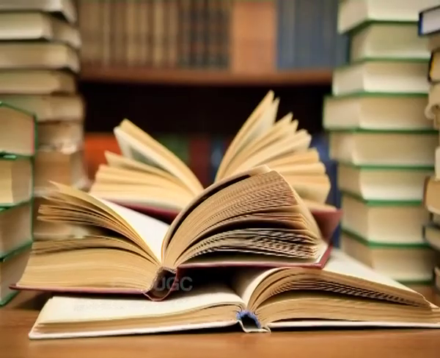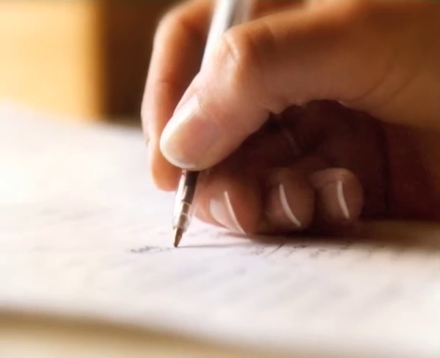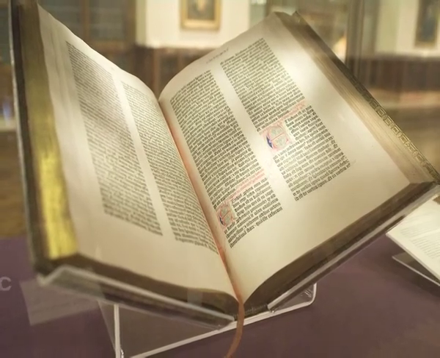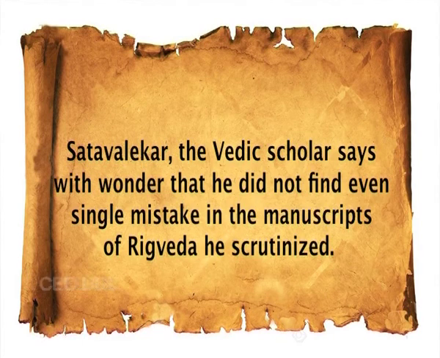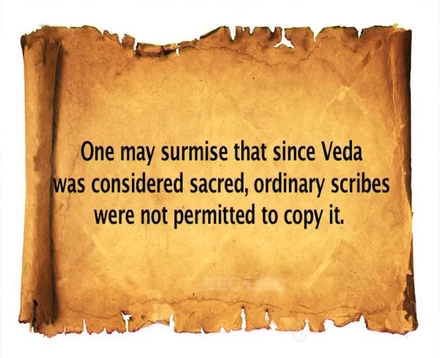But it is not correct to say that whatever copies we are seeing nowadays are only the handiwork of ordinary scribes and not scholars. Some good Shastric copies we can see are the result of faithful copying by scholars. Here good means free from a pile of mistakes. Even if the copy is prepared by scholars, one may observe mistakes, but there are only a few. Satwalekar, the Vedic scholar, says with wonder that he didn't find even a single mistake in the manuscripts of the Rig Veda he scrutinized. That means the Rig Vedic manuscripts seen by Satwalekar were prepared by good Vedic scholars or students and not ordinary scribes. One may surmise that since the Veda was considered sacred, ordinary scribes were not permitted to copy it.